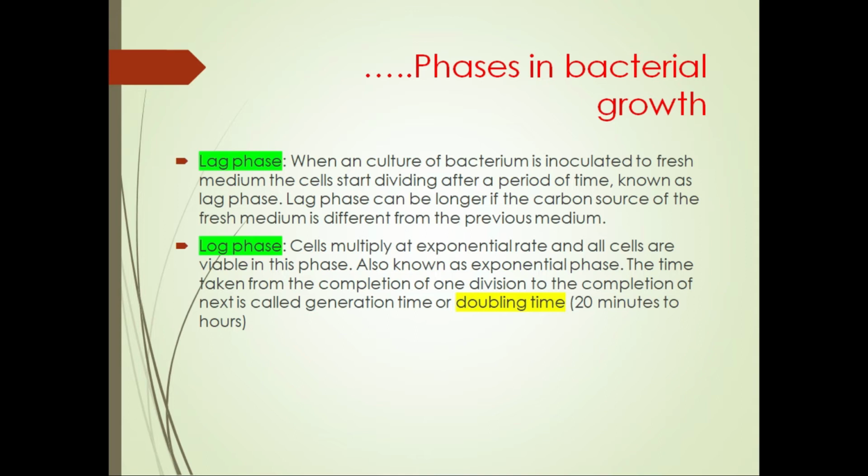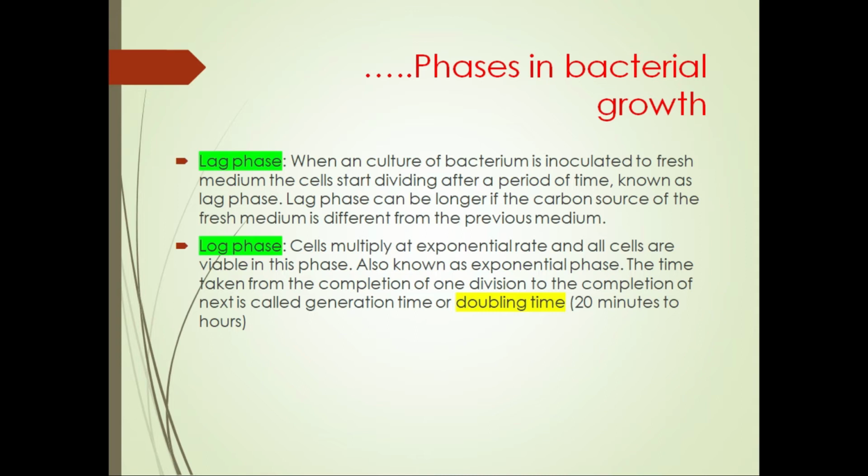In this phase, cells multiply at exponential rate or logarithmic rate, and all cells are viable in this phase. The time taken from the completion of one division to the completion of the next division is called generation time or doubling time. That means the time that a cell takes to become 2 is known as doubling time. And this time differs depending on the bacterial species. It may be as low as 20 minutes or it may go up to hours.